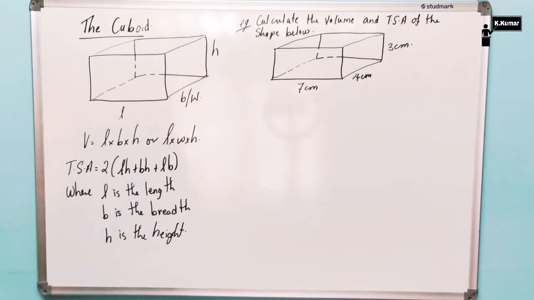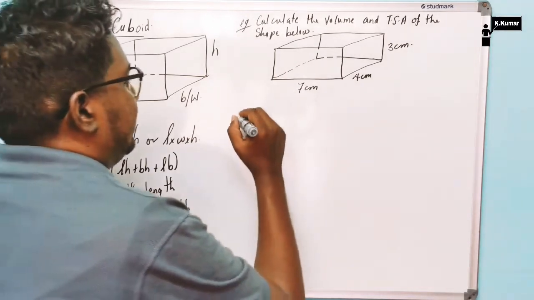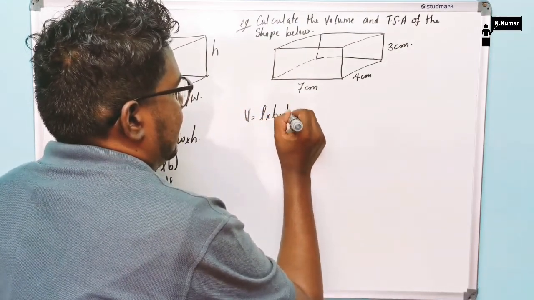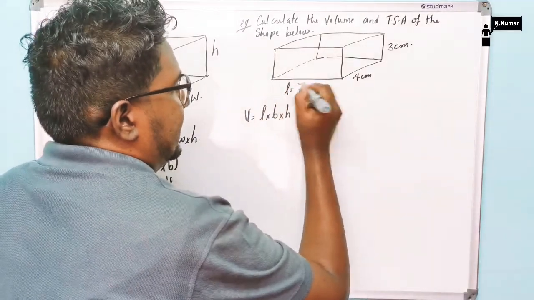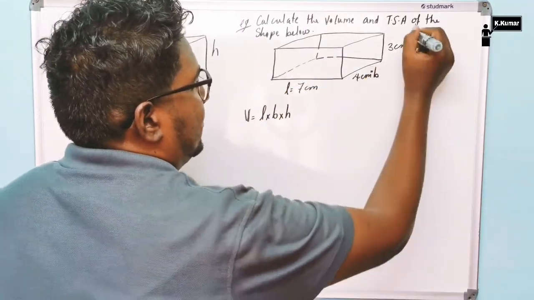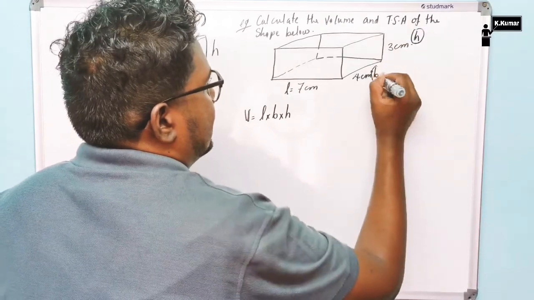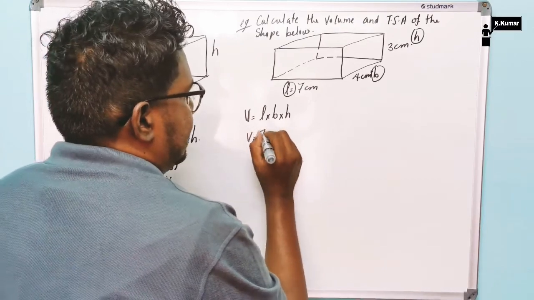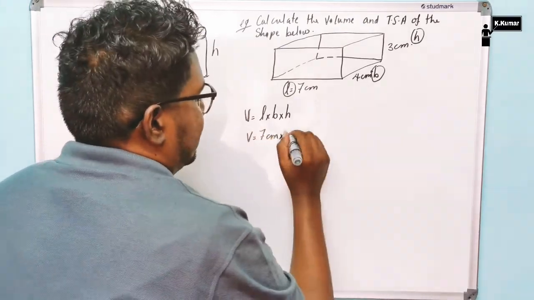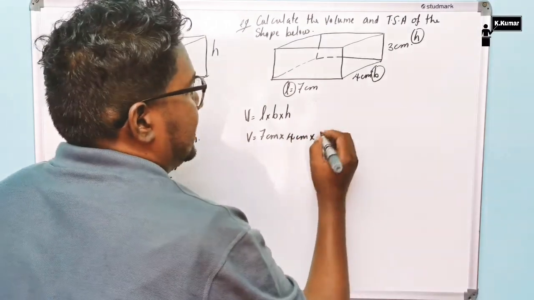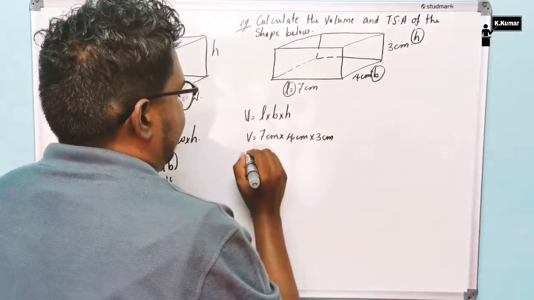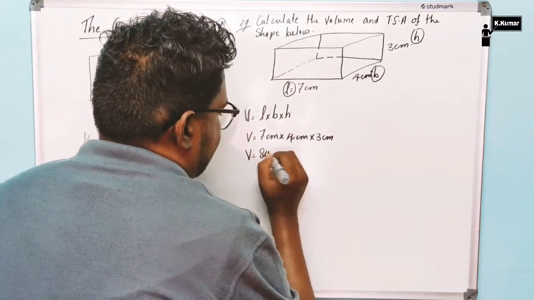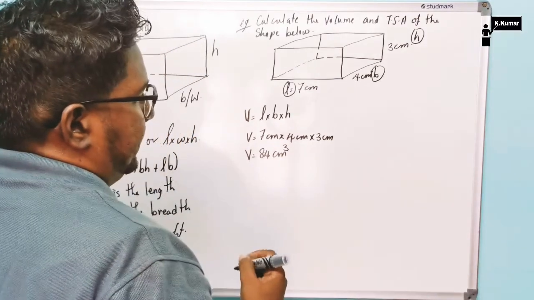Here we have an example. Calculate the volume and total surface area of the shape. So let's start with the volume. Volume is equal to length times breadth times height. L is 7, B is 4, and H is 3. So volume is equal to length, which is 7 cm, times the breadth, which is 4 cm, times the height, which is 3 cm. The volume is equal to 84 cm cubed.